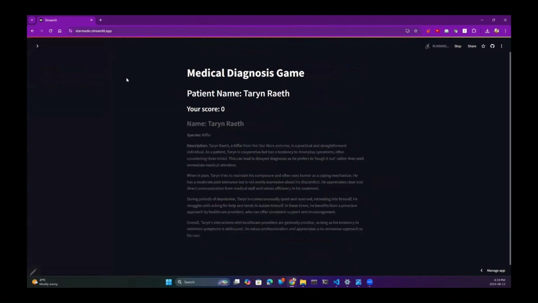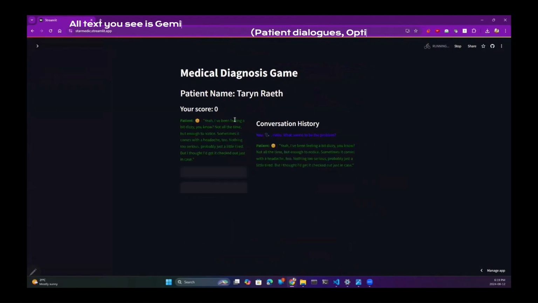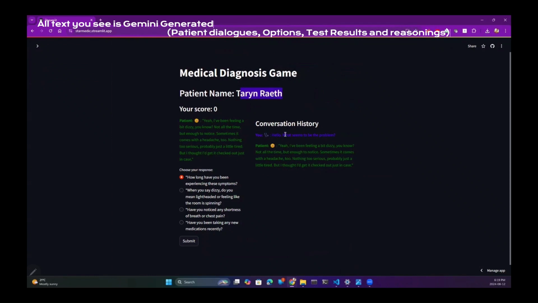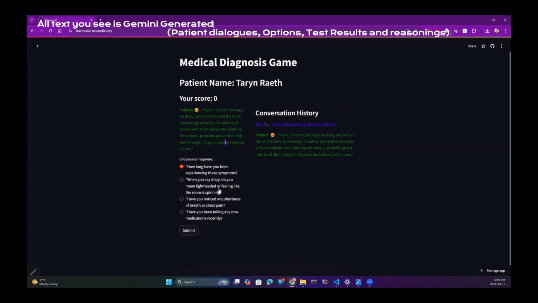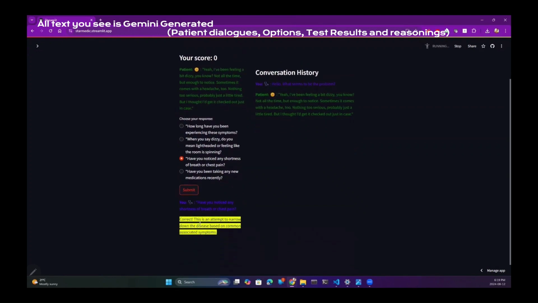So this is the game. Our patient is Tyron Wraith, and we can see two sides to it. The right side is the conversation history, and the left side is the patient coming to us and talking to us about his symptoms. You can see that he's reported a headache, and we have four options here that we could get back to him with, to try to understand a little bit more about what he's experiencing.